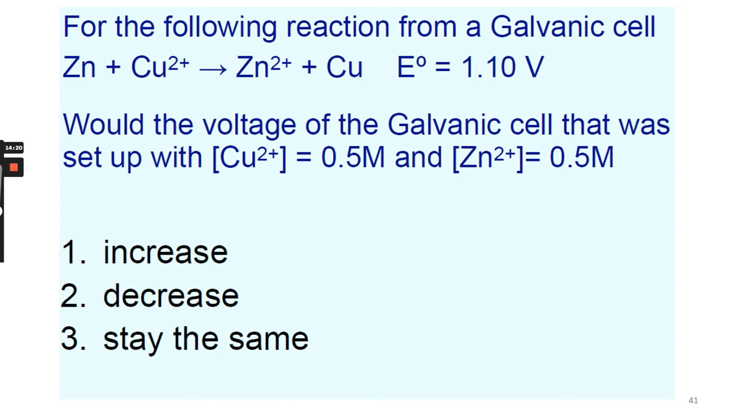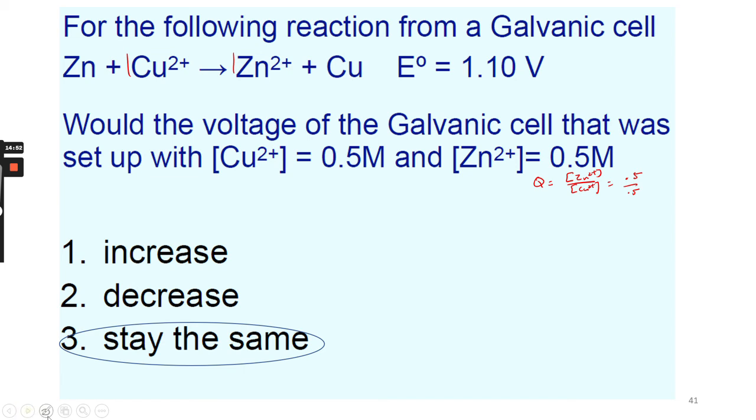Now they're giving you that the concentrations are the same. So Q would be the concentration of zinc over copper. Since this equation has a 1-to-1 ratio, we don't have to worry about exponents here. So it'll just be 0.5 divided by 0.5, which would be 1. Remember, the natural log of 1 is 0. So that means our voltage should stay the same.